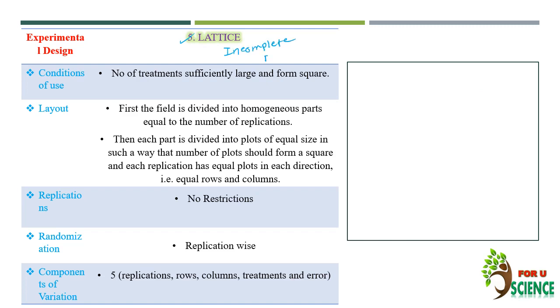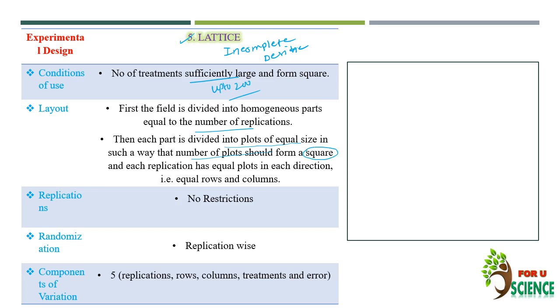Okay, incomplete design, and we use that when there is a sufficiently large number of materials, like up to 100, up to 200 materials present. Then we use this lattice design, and what we do is divide our field into homogeneous plots equal to the number of replications. In each part, we divide them into plots of equal size in such a way that the number of plots forms a square.